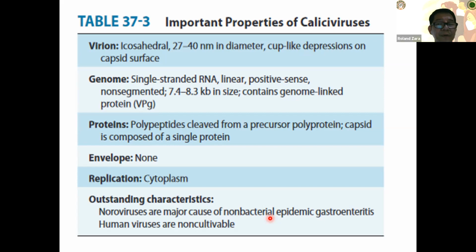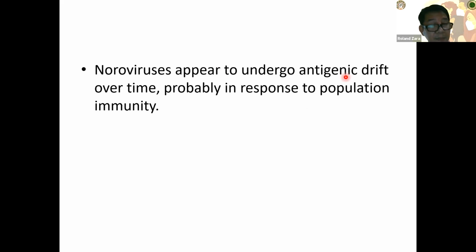Okay, human viruses are non-cultivatable. So you cannot cultivate this Calici virus in a culture. Noro can appear to undergo antigenic drift. So it can change its structure such that it cannot be recognized by antibodies, over time, probably in response to the population. So there is no immunity still.